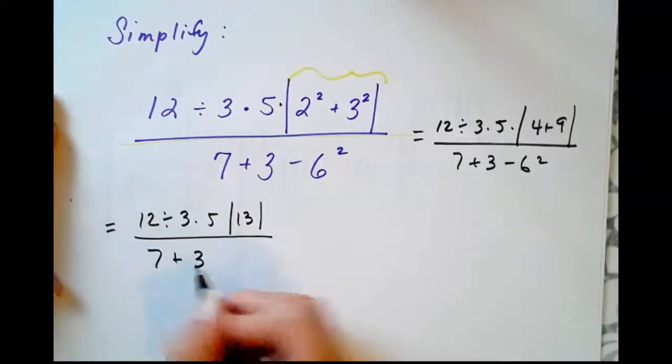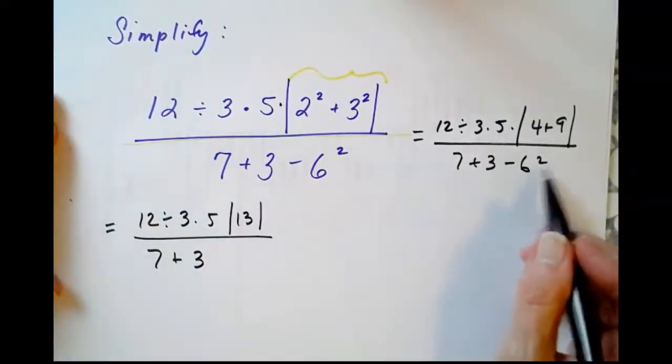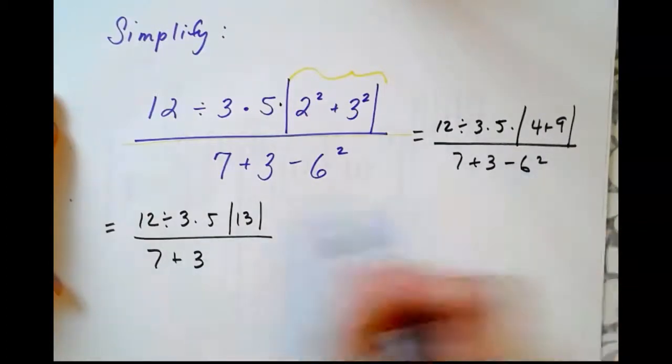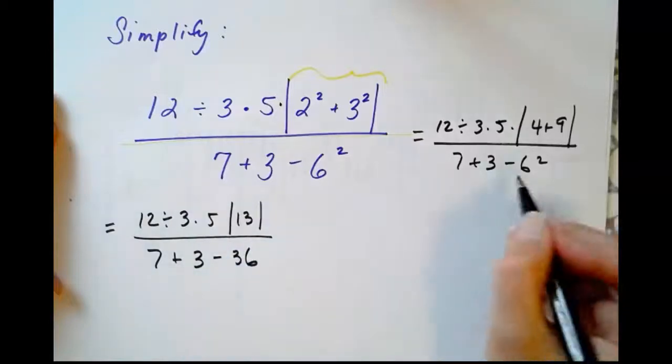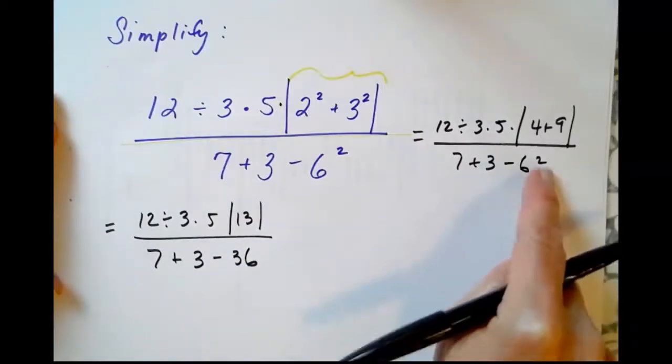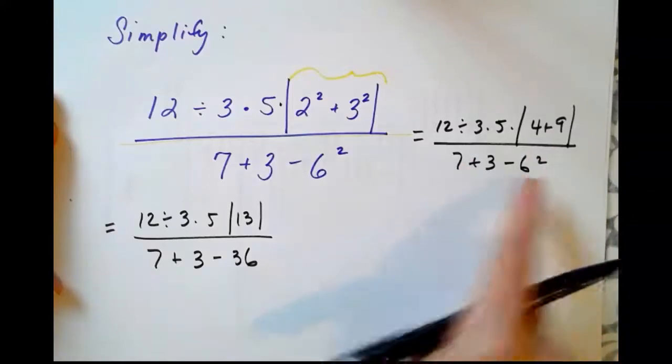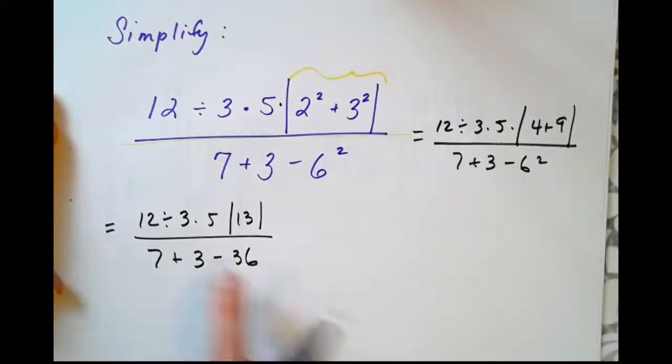7 plus 3. I will go ahead and deal with that one exponent that's also on the bottom just to save myself a step. 6 squared is 36. Remember, we're subtracting 6 squared. That's not negative 6 squared, that's minus 6 squared. So it does stay negative.